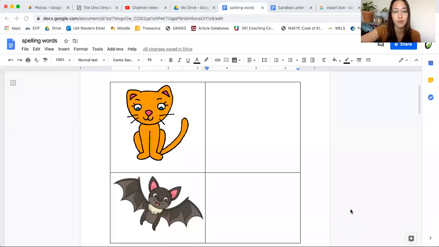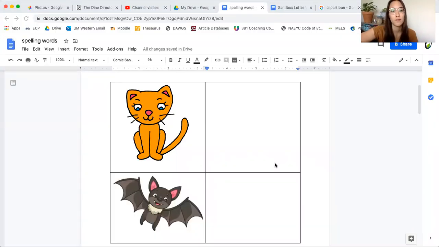We are going to practice spelling some words. I know that some of you in your Zoomy Star profile said that you wanted to learn how to spell, which I think is really cool and it's really fun. So we're going to practice a little bit with it. I'm going to share this screen with you.